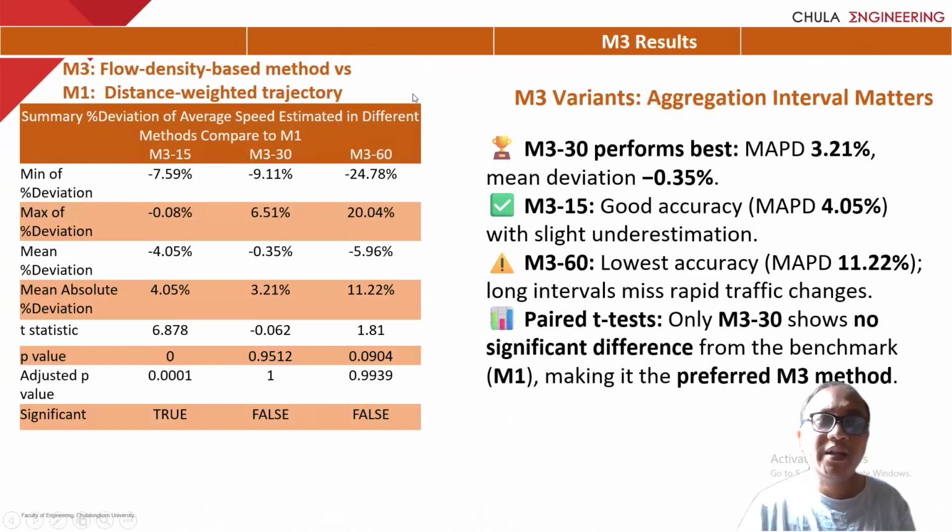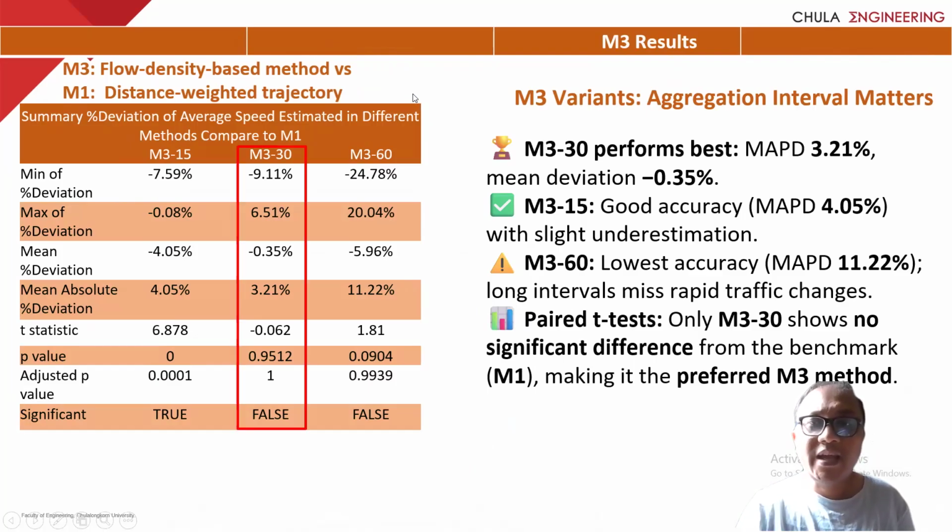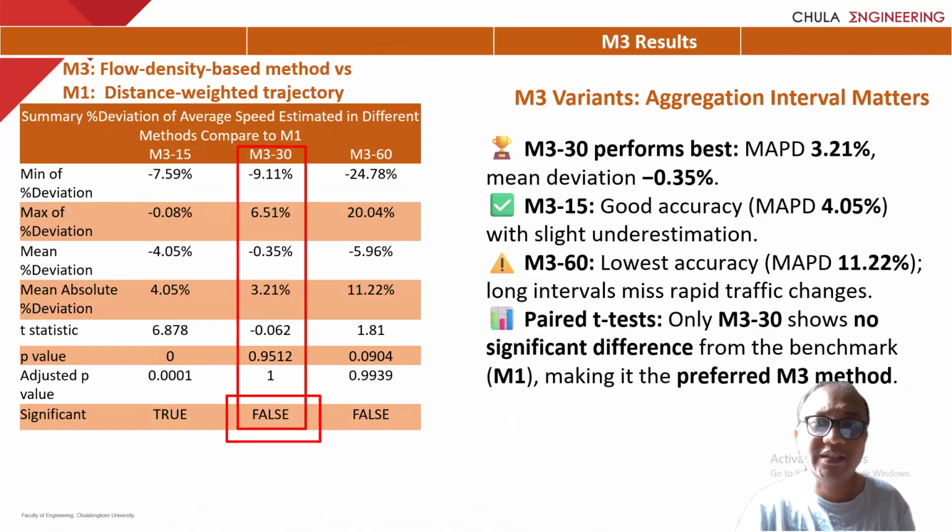If we compare the flow density based method with the distance weighted trajectory method, we can see that for M3-30, that is 30-second sub-aggregation, the mean absolute percent deviation is 3.21, which is the lowest, and it has no significant difference from the benchmark M1 method. It is most preferred.